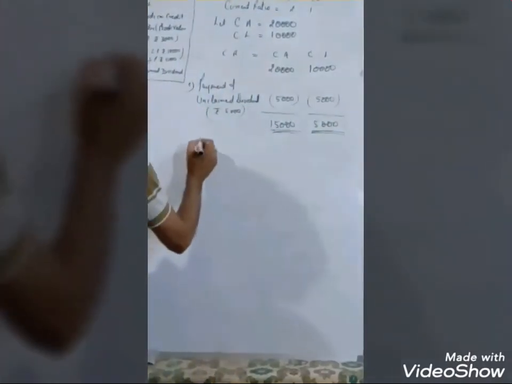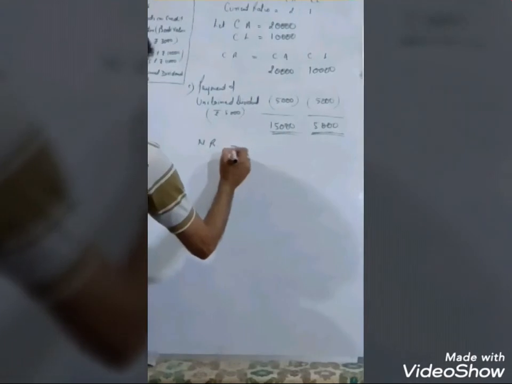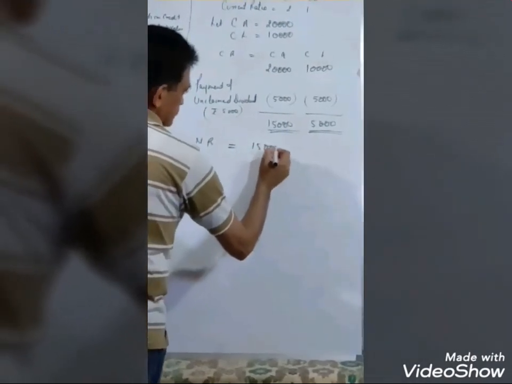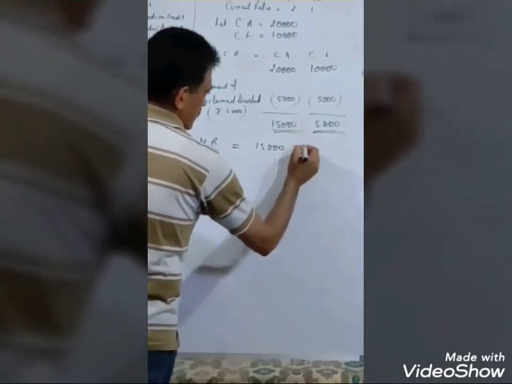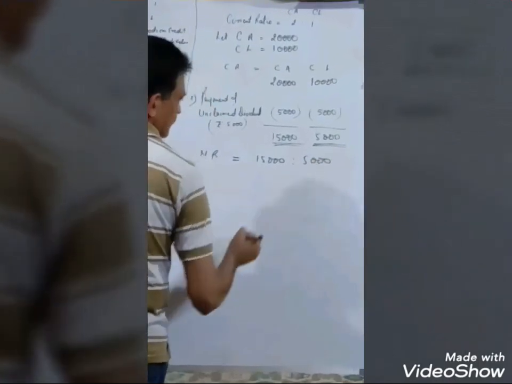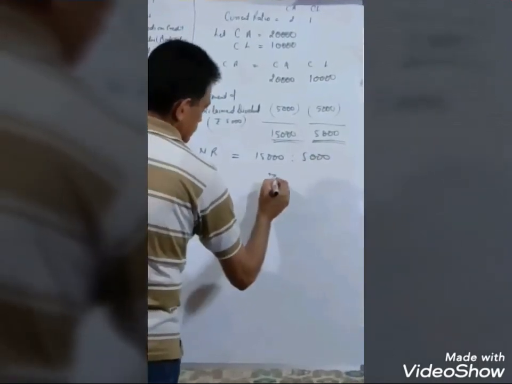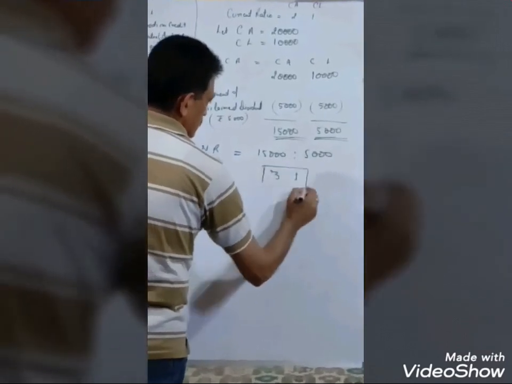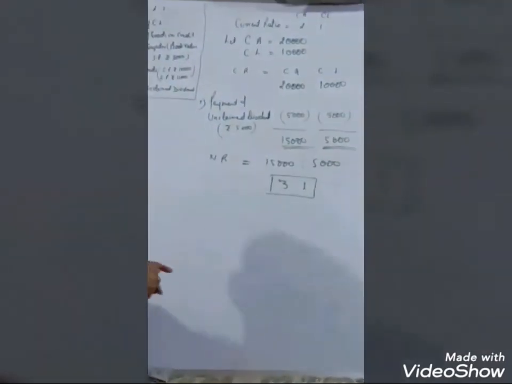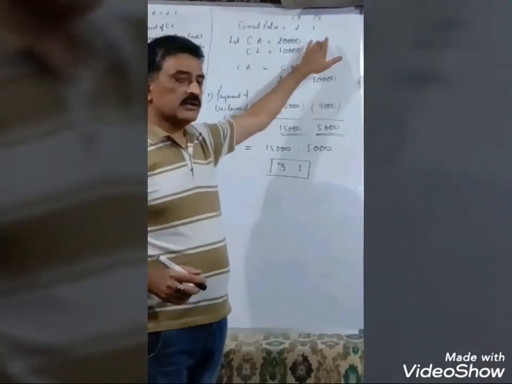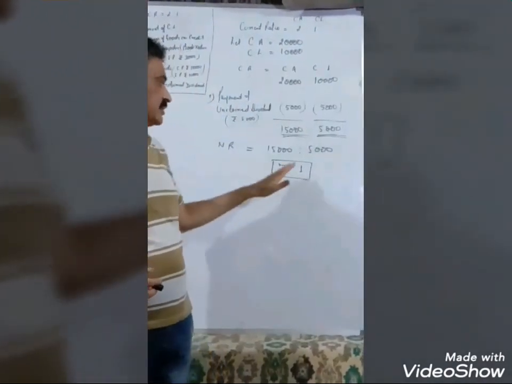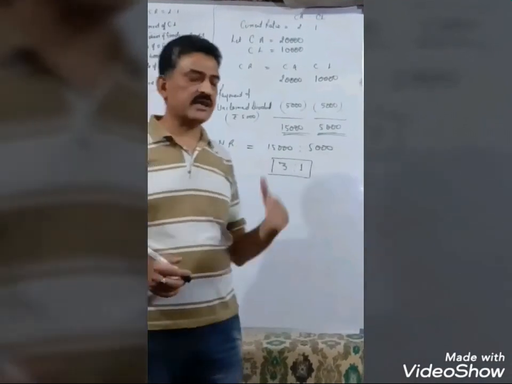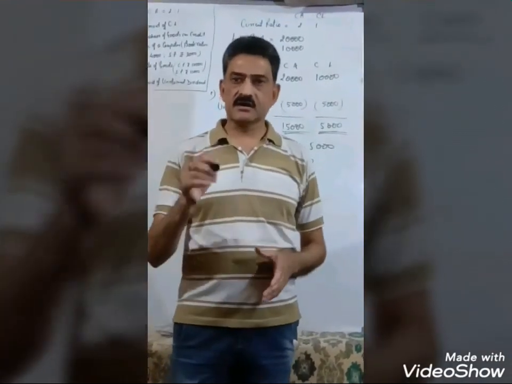After this transaction, the new ratio will be 15,000 to 5,000. So this will be 3:1. From 2:1, we had arrived at 3:1. So this is again an increase in the current ratio.